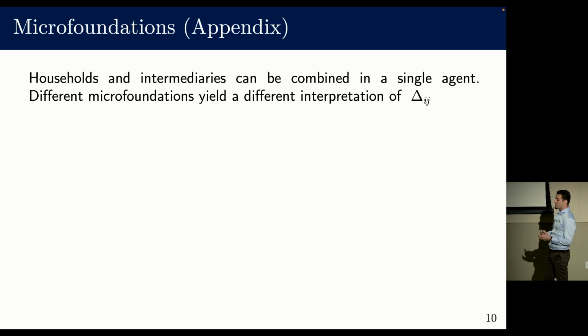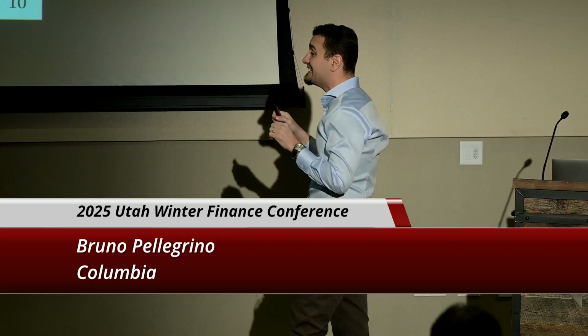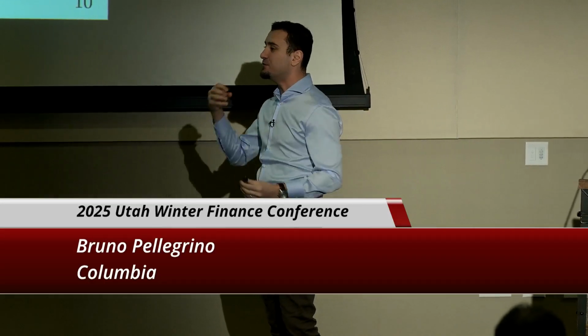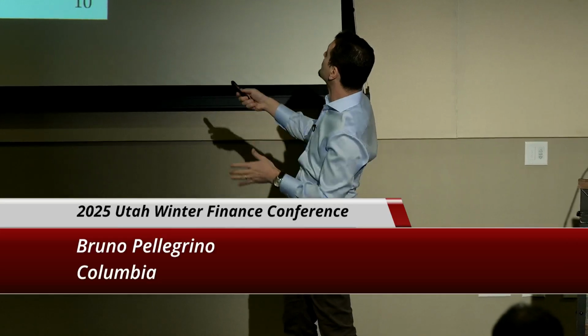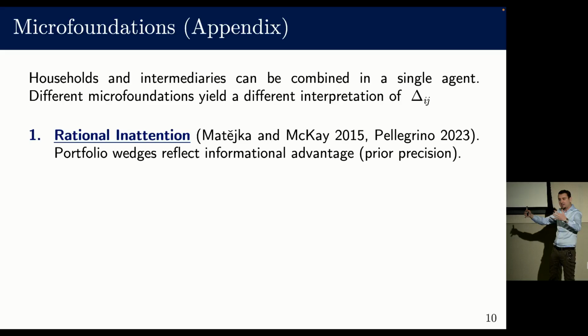Okay, so about the microfoundation. We have a long appendix where we show that we can actually combine the households with these intermediaries. You can do that with different sets of assumptions. Now, importantly, each different microfoundation is going to give you a different interpretation for what these delta wedges, the portfolio wedges, are. In particular, we have one microfoundation based on rational inattention, where investors have to learn about the risk-return properties of the asset in each destination country, where this delta_ij may reflect informational advantage. So basically, you're born with more information about a specific country. Say, Italian investors might know more about French assets than, say, Brazilian assets, okay?